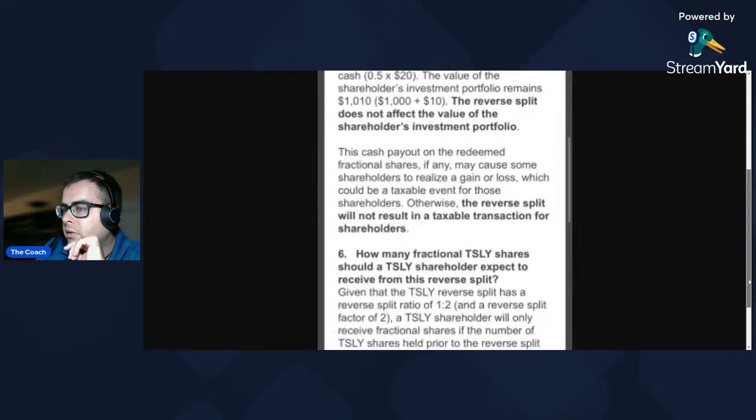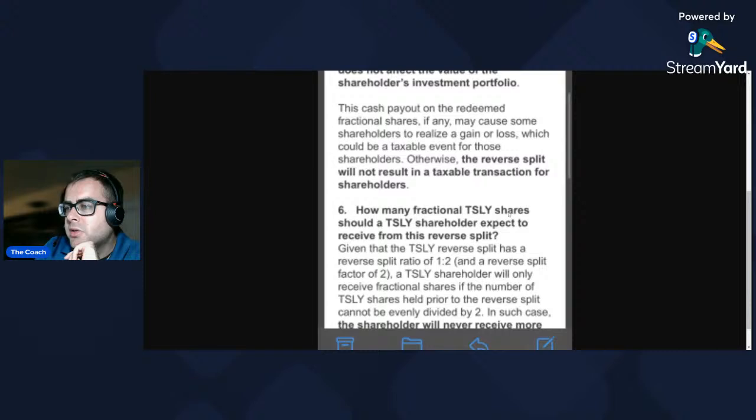Okay. So that's some good info here. I at least admire the transparency on this. How many fractional Tesla shares should a Tesla shareholder expect to receive from this reverse split? I want double, but we don't always get our way. Given that the TSLY reverse split has a reverse split ratio of 1 to 2 and a reverse split factor of 2, a TSLY shareholder will only receive fractional shares if the number of TSLY shares held prior to the reverse split cannot be evenly divided by 2. In such case, the shareholder would never receive more than the fractional share, but that's cut off.